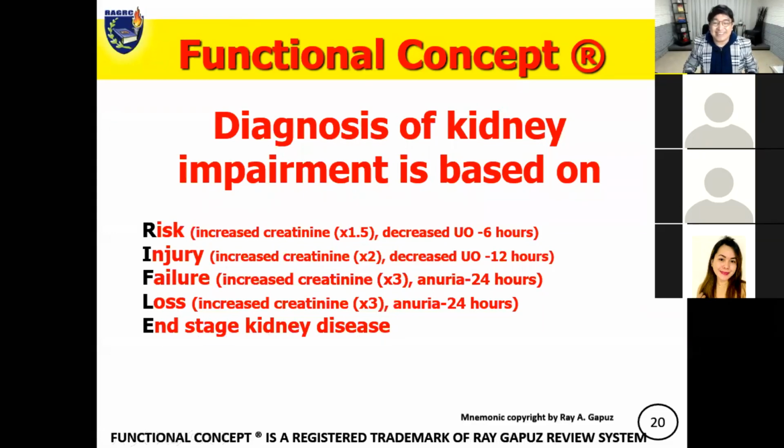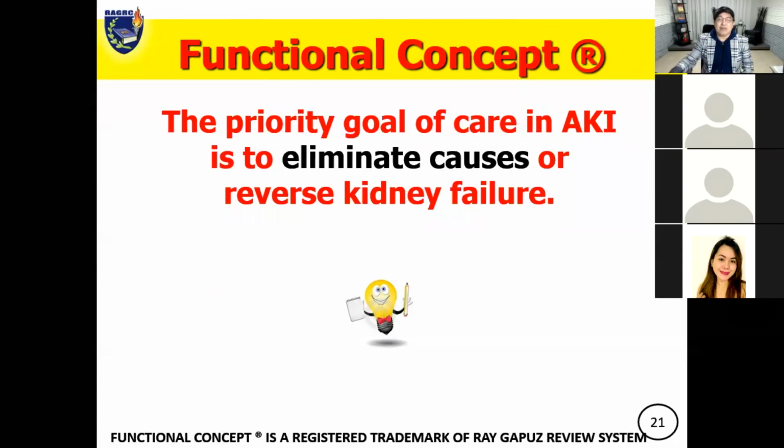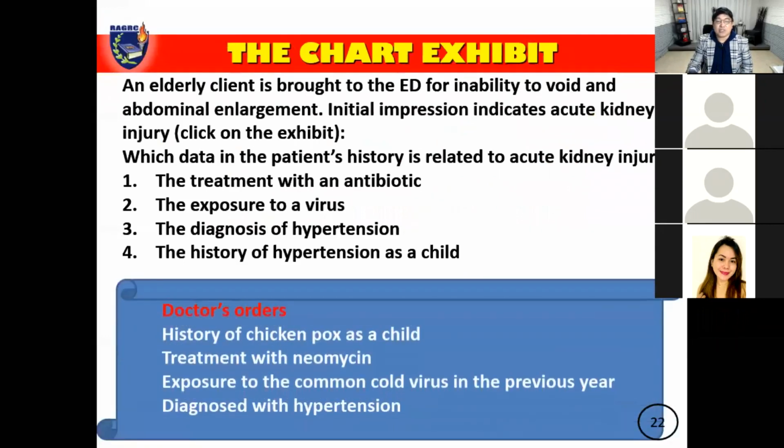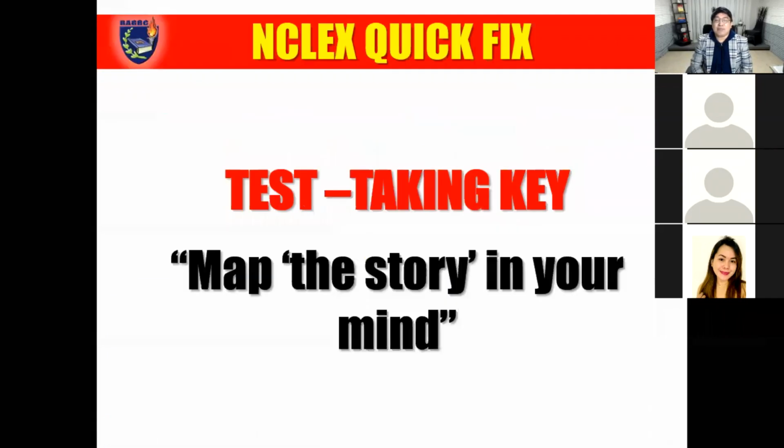Okay, we're learning. Great. Now, take note, the priority goal of care in AKI is to eliminate causes of reversible kidney failure. Now, how do we eliminate the causes? Remember this question: what could potentially cause acute kidney injury? Treatment with nephrotoxic drugs. Okay, so you have to eliminate your nephrotoxic antibiotics.